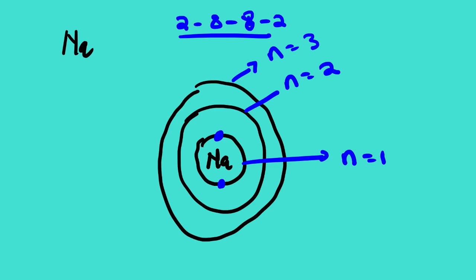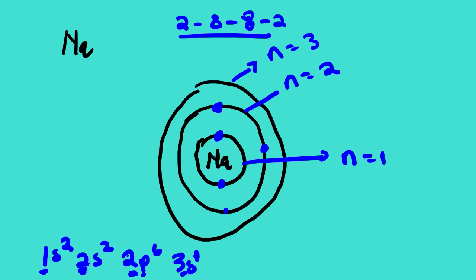It's those 1s2, these numbers, 2s2. It simply means that this is the second energy level. 2p6, second energy level, but it's p orbital. 3s1, the third energy level. So here, when we continue this, we're going to have 1, 2, 3, 4, 5, 6, 7, 8, 9, 10, 11.